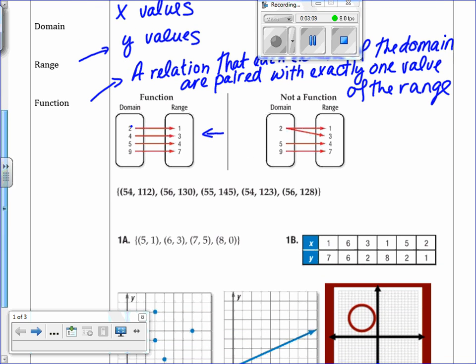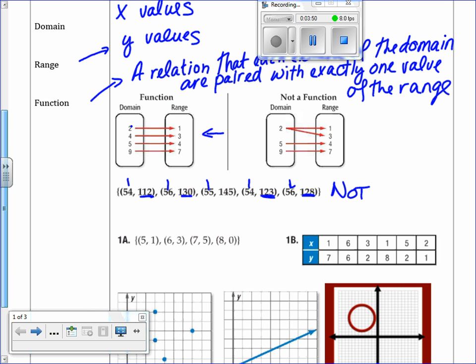I have 54. First thing I want to do is look at all my x values. I see 54, 56, 55, 54, 56. When I see 54 and 56 repeating, my x values repeating, that's a good clue to say, okay, this might not be a function, because 54 is matched with 112 and 54 is matched with 123. Therefore, it's not a function. Also, 56 is matched with 130 and 128. So this would not be a function.